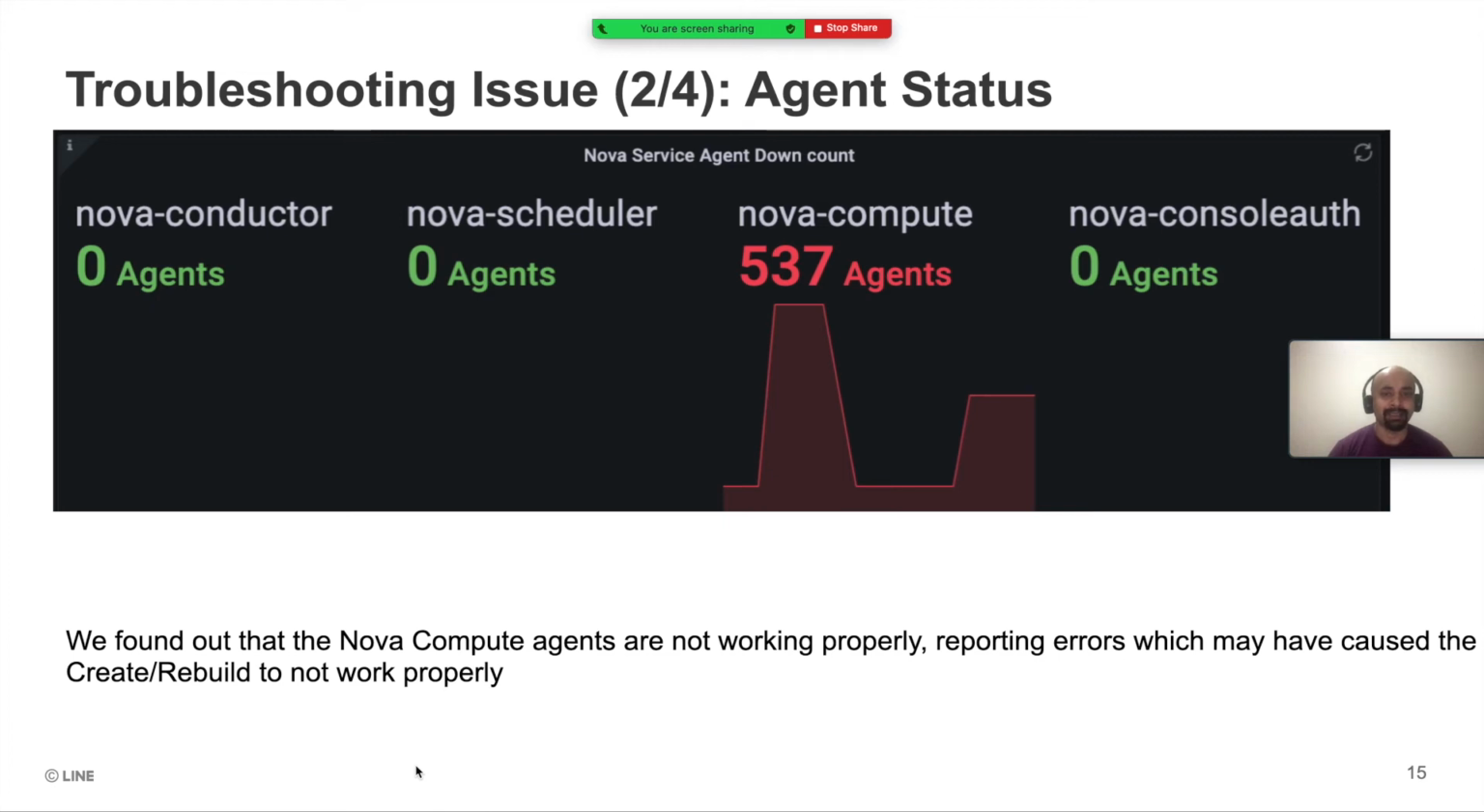Next, we come to the agent status. In this case, I can see that the Nova conductor, scheduler, and console auth, these are compute based agents in OpenStack.